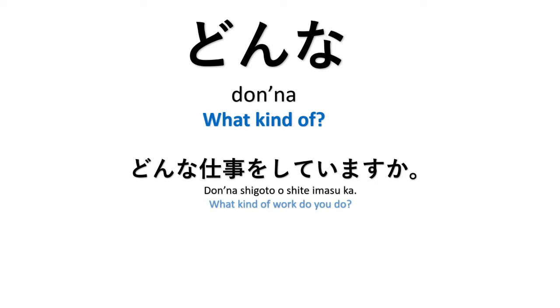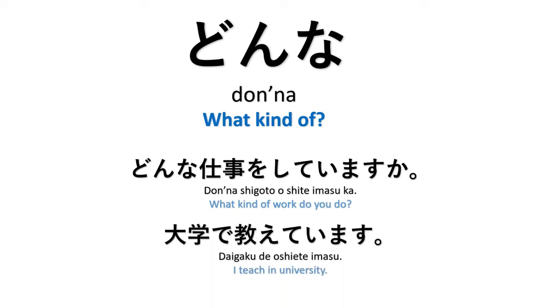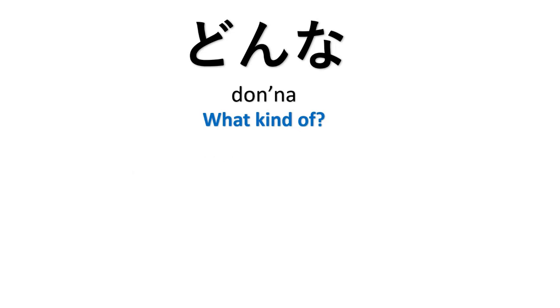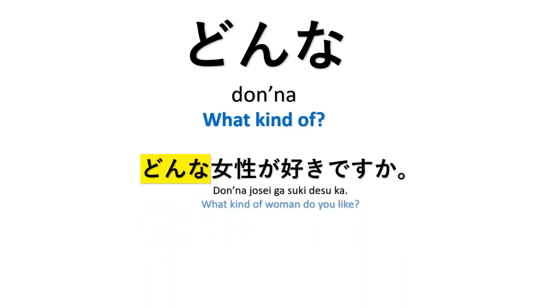Donna shigoto shite imasu ka? What kind of work do you do? So here, instead of changing donna, we can just explain our work. Daigaku de oshiete imasu. Okay, last example.